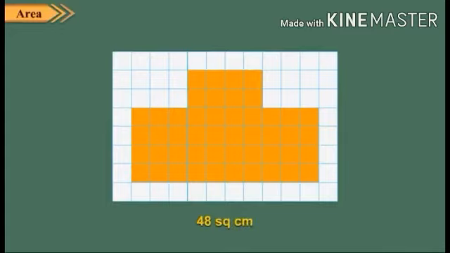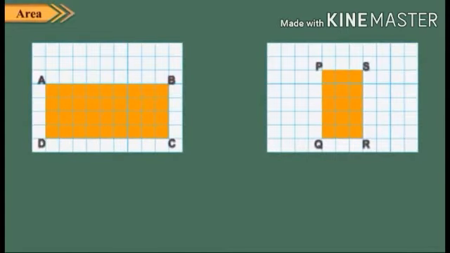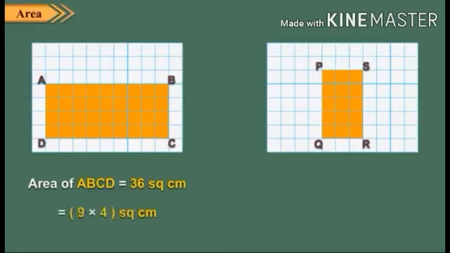Let us find the area of rectangles ABCD and PQRS shown here. We see that rectangle ABCD contains 36 small squares. So, its area is 36 square centimeters. Also, length and breadth of ABCD is 9 centimeters and 4 centimeters respectively.